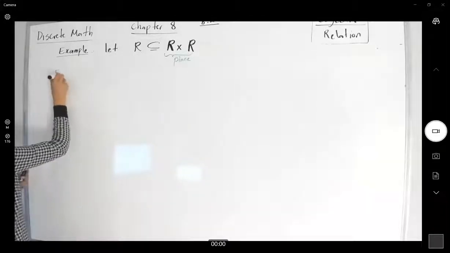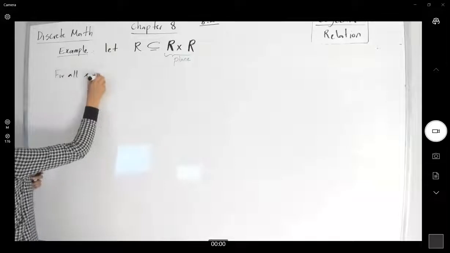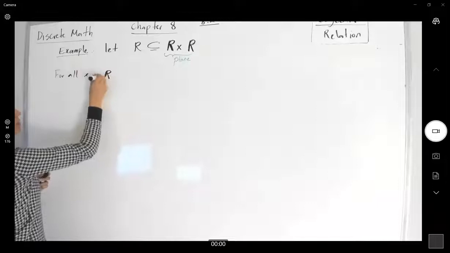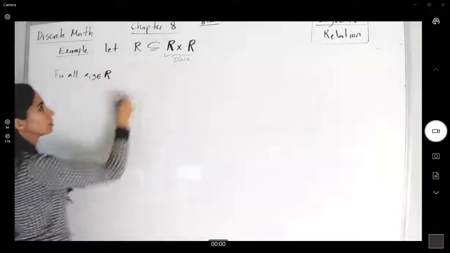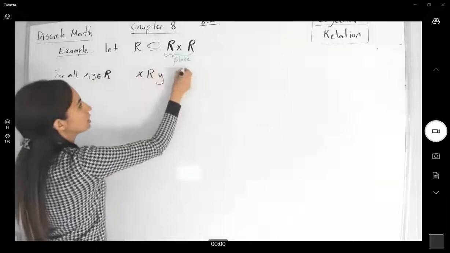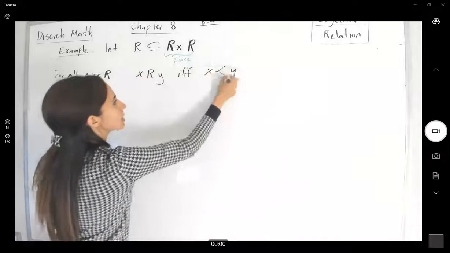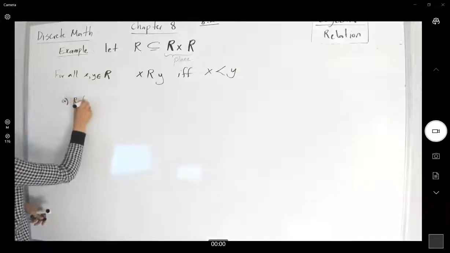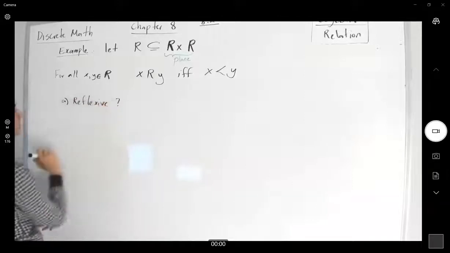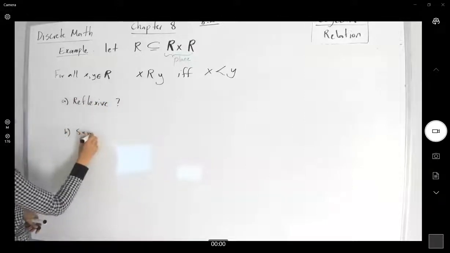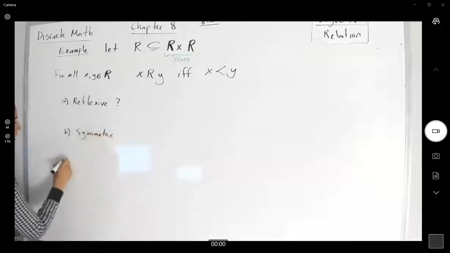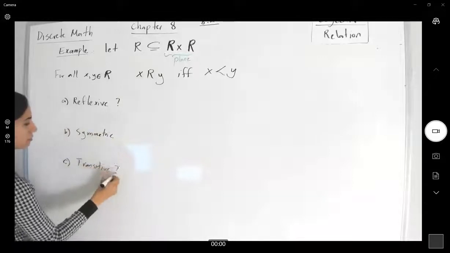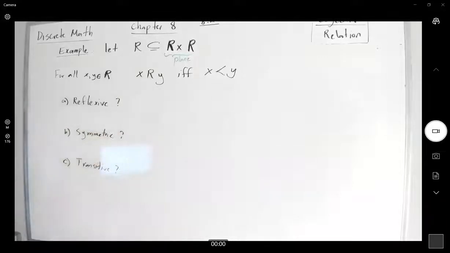For all x and y in R, real numbers, x is in relation with y if and only if x is less than y. The question says, hey, is this reflexive? Is this symmetric? And is this transitive? Which case is this?